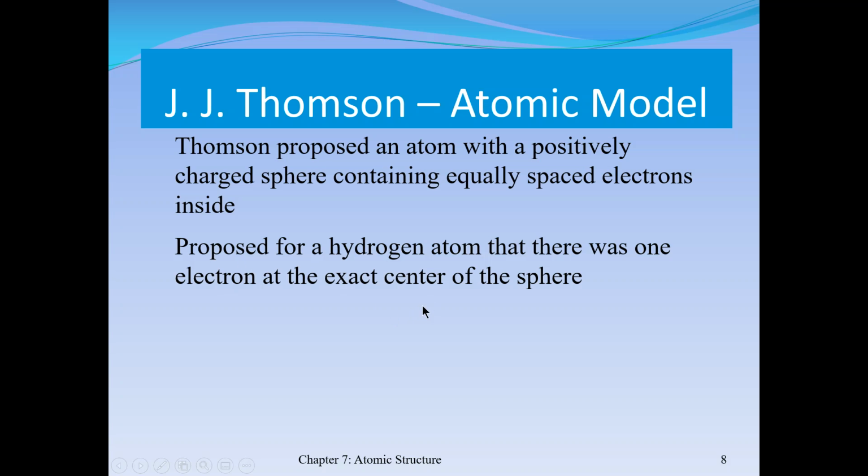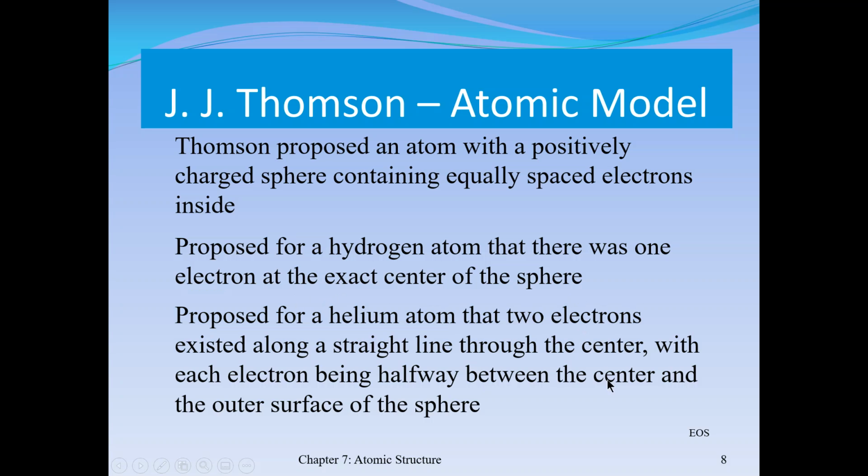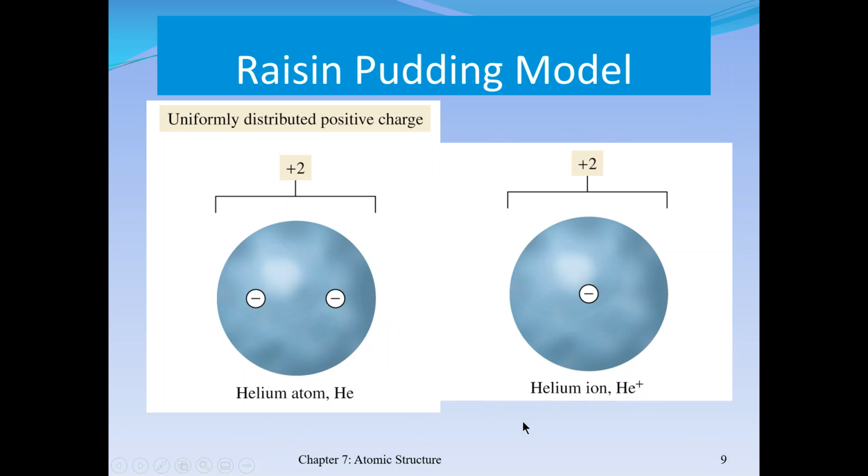All right? So his proposal for the hydrogen atom, for example, is that there's only one electron, and that electron will be in the exact center of the sphere. That's his idea of what the hydrogen atom looks like. In the case of the helium atom, which has two electrons, those two electrons will exist along a straight line through the center, and each electron is halfway spaced between the center and the outer surface of the sphere. So in other words, according to J.J. Thomson, this is basically the representation of the helium atom.